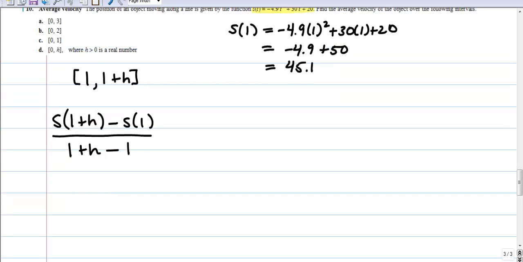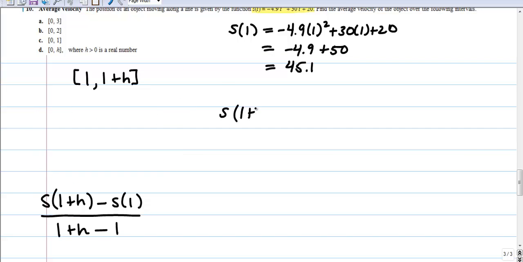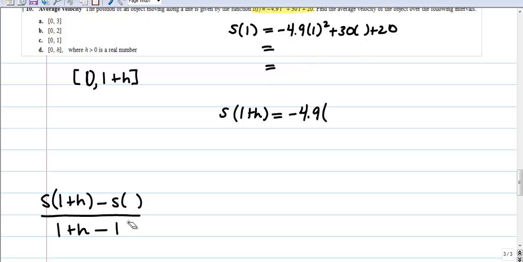Now that I have that, let me move this down a little bit. I'm going to do s of 1 plus h. And that's going to be negative 4.9. Oh no, it was 0, wasn't it? I think it was 0. So I just did that for nothing. Not really for nothing. I just remembered it had to be 0 because the way it worked out. So that's 0, that's 0. So everything zeroes out but a 20.